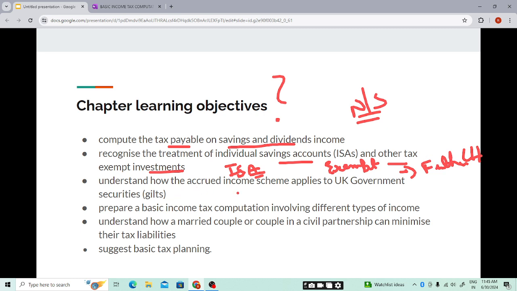Understand how the accrued income scheme applies to UK government securities. Prepare a basic income tax computation involving different types of income, that is non-saving, saving and dividend income.